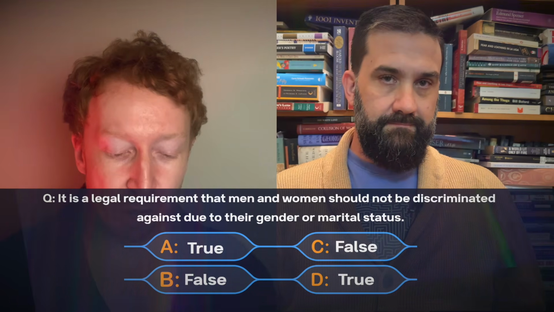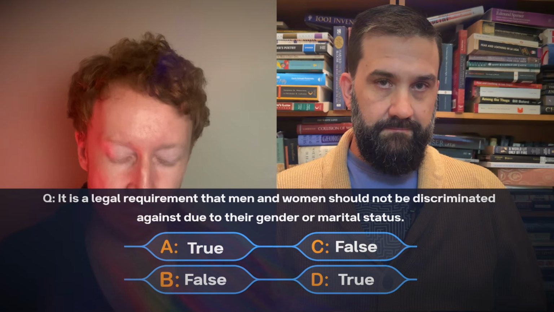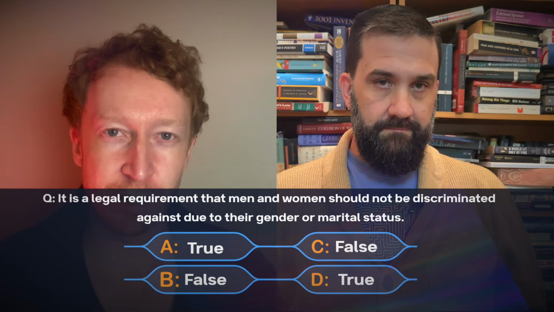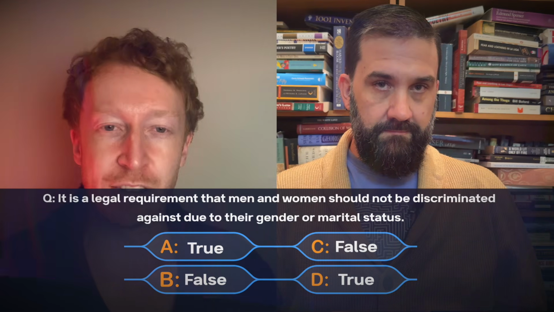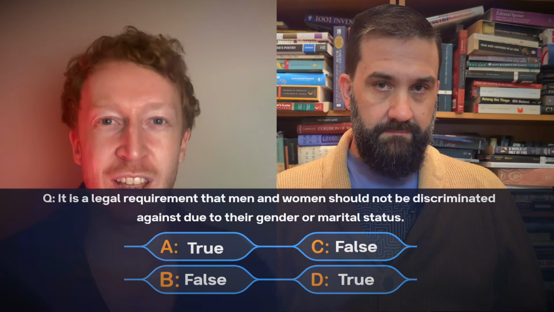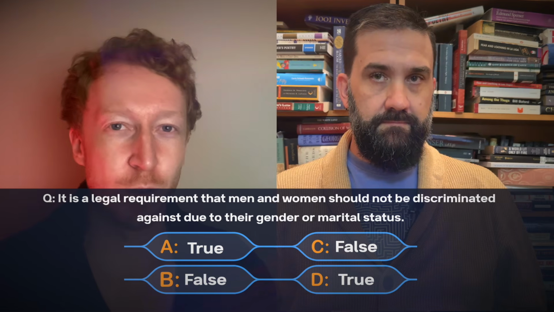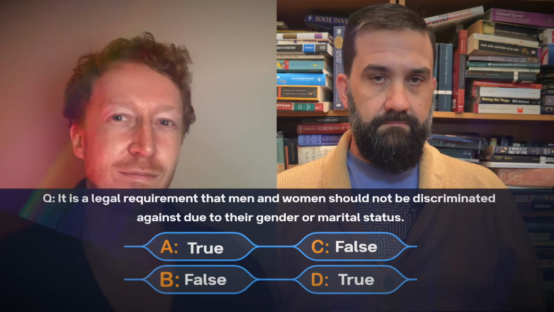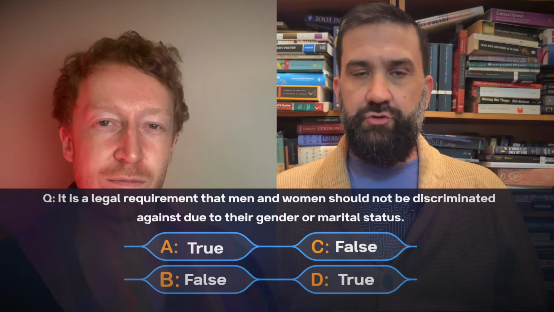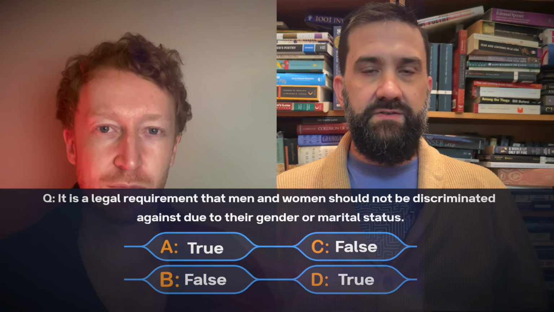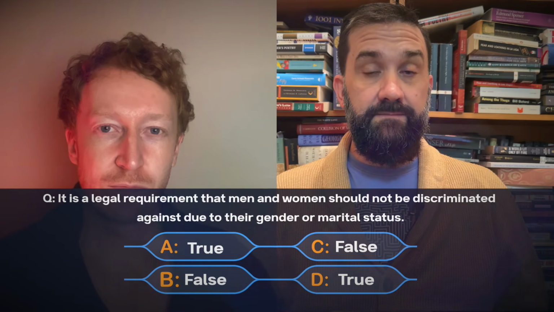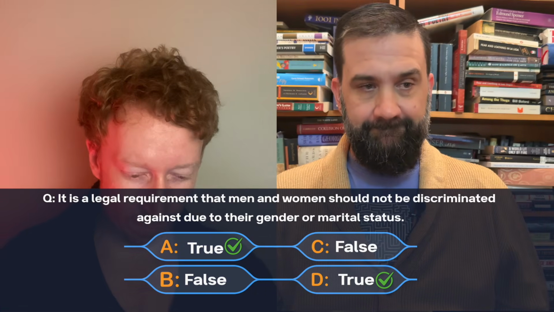It is a legal requirement that men and women should not be discriminated against due to their gender or marital status. True or false? I'm going to go with true. They must not be discriminated against for those reasons. You are correct. The answer is indeed true.